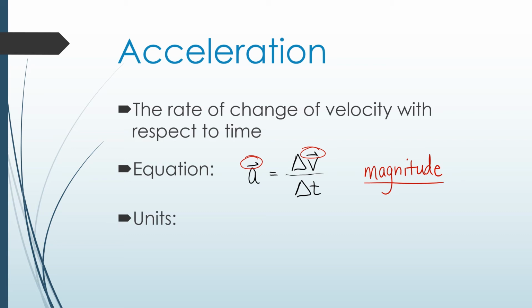The last important thing to know about acceleration are its units. And we're going to rely on this equation for acceleration in order to come up with its units. So my equation says that acceleration is equal to the change in velocity over time. And we know velocity typically has units of meters per second, and time typically has units of seconds.